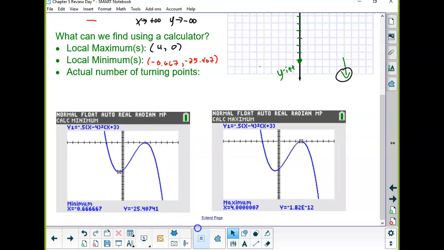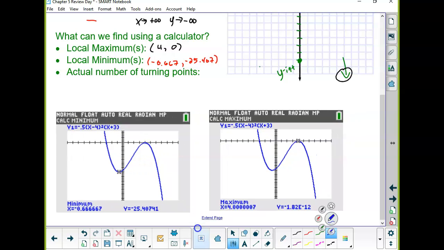The other thing is, since we have either graph here, let's look at the number of turning points. How many times does my graph turn from being decreasing to increasing or increasing to decreasing? The number of turning points is how many total maxes and mins do we have? It's 2, which is 1 less than the degree that we started with.